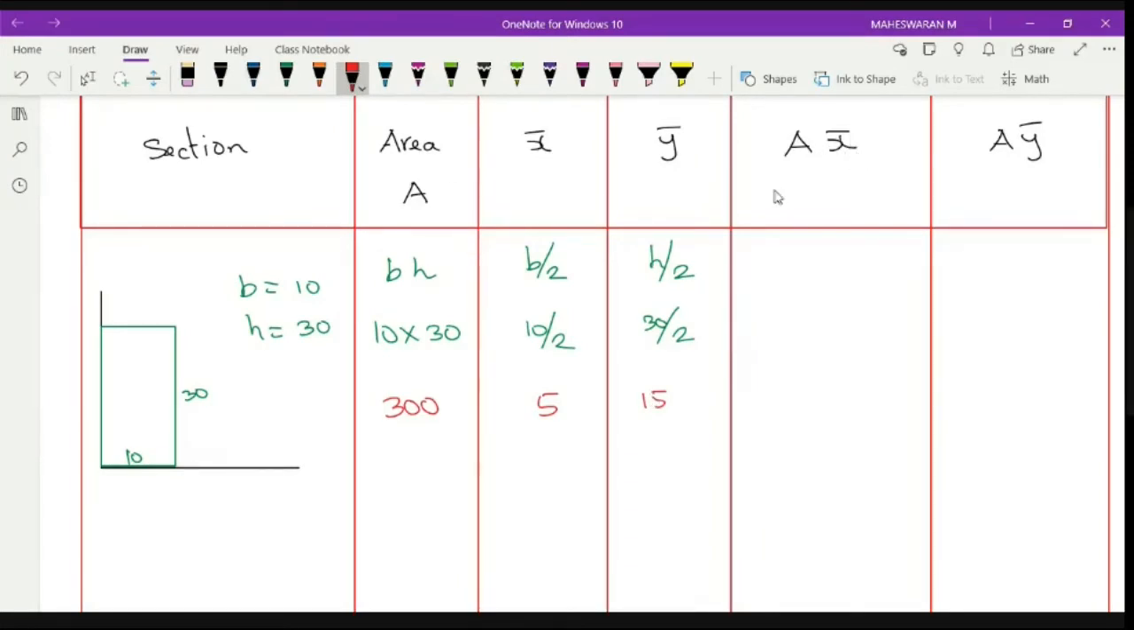Now, area into x bar. I am going to multiply it, so 300 into 5. If I do that, I will get 1500 as my A into x bar. Similarly, area into y bar. So 300 into 15. What are you getting for this? 4500. Yeah, 4500. So this part is over.